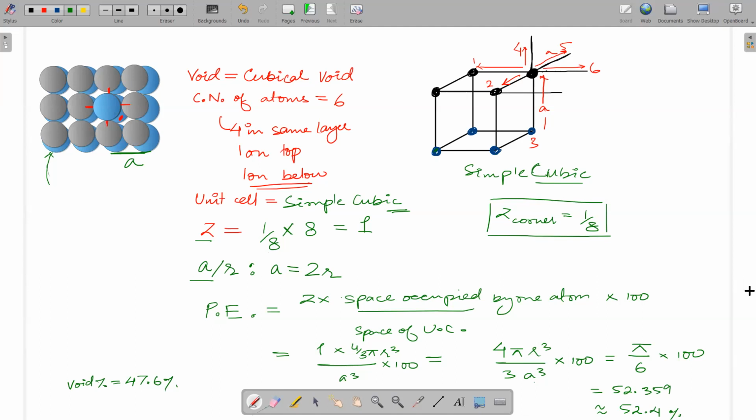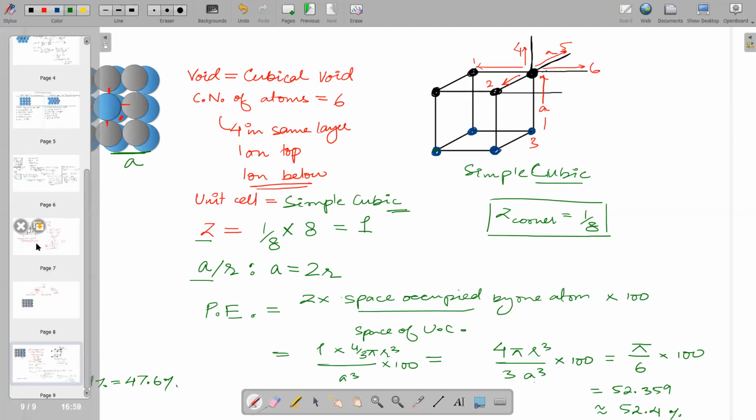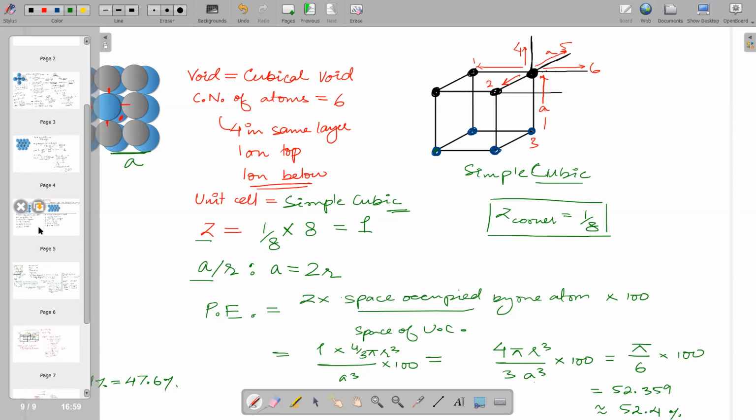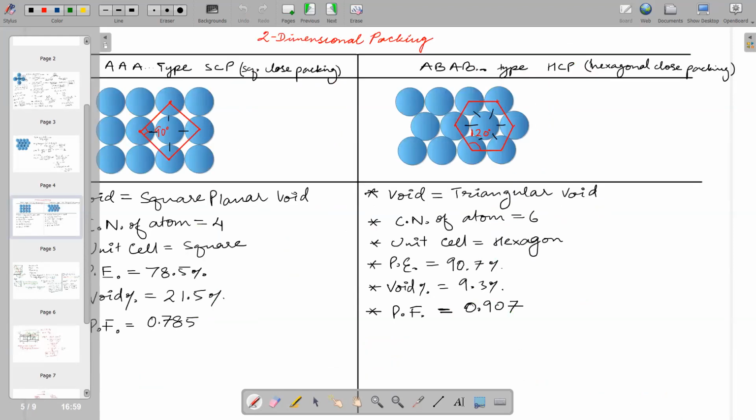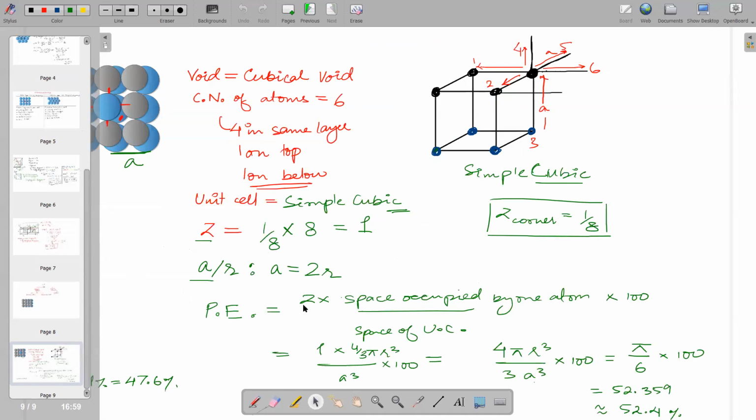Yeah, 5 o'clock. Okay, so that's it for today. In the next class, we will put the atoms on the voids. We'll put these atoms on voids. You can try this at your home. You know the trick, na? How to carry on these whole things.